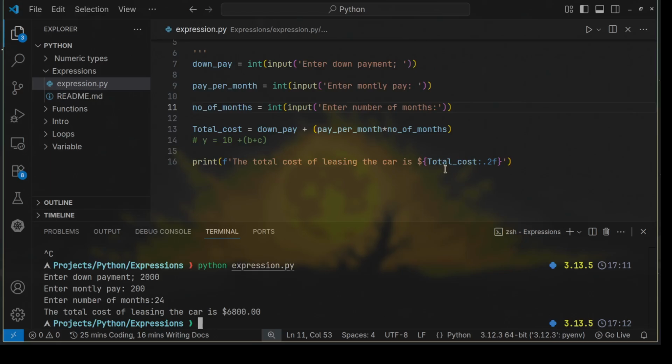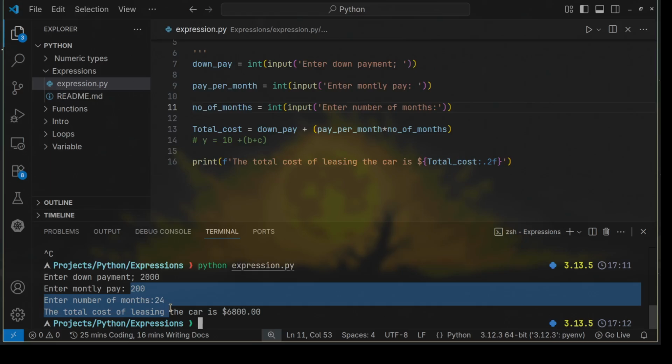The total cost of leasing the car becomes 6,800. I hope we are okay. We have seen the floating point is 2. And the calculation is down payment, which is 2,000, plus payment per month 200 multiplied by 24. So this multiplied by this is 4,800. 200 times 24 is 4,800, plus 2,000 becomes 6,800.